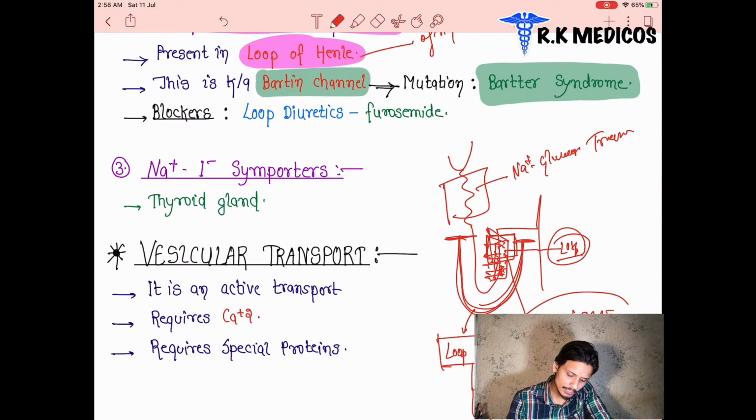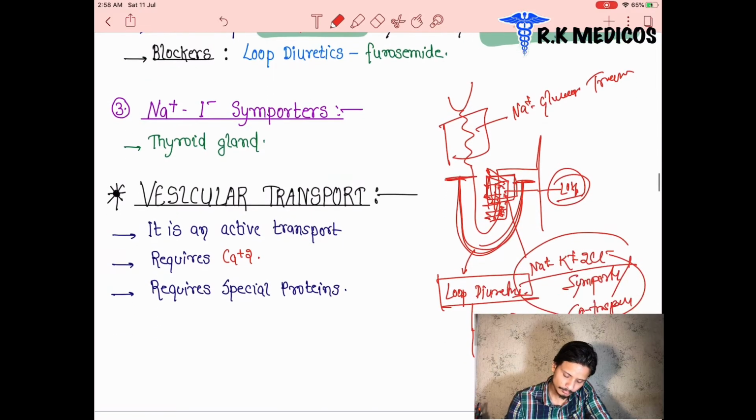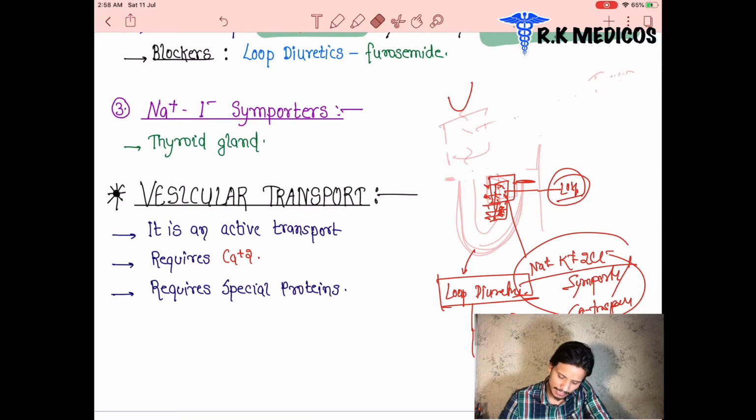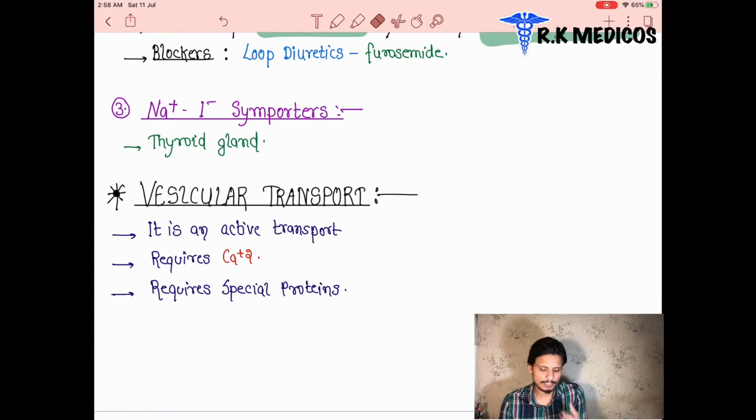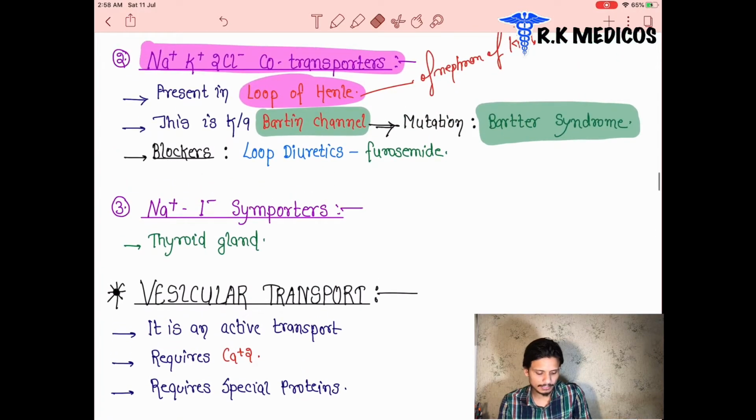Next one we are going to see, the third one. We will discuss everything later. So which drug is most important here? If a patient needs a diuretic acting in the loop region, that is furosemide or spironolactone.